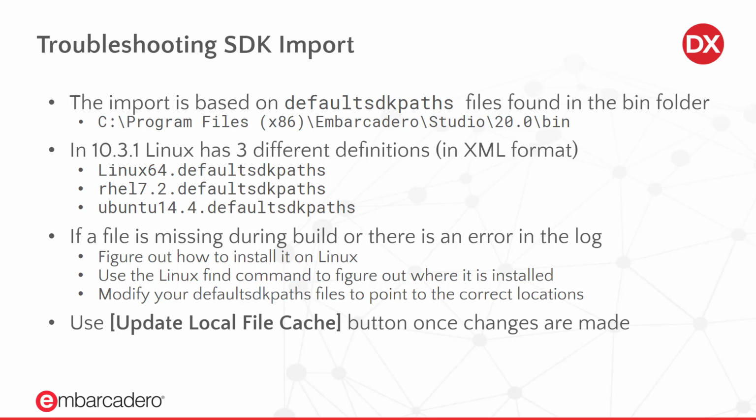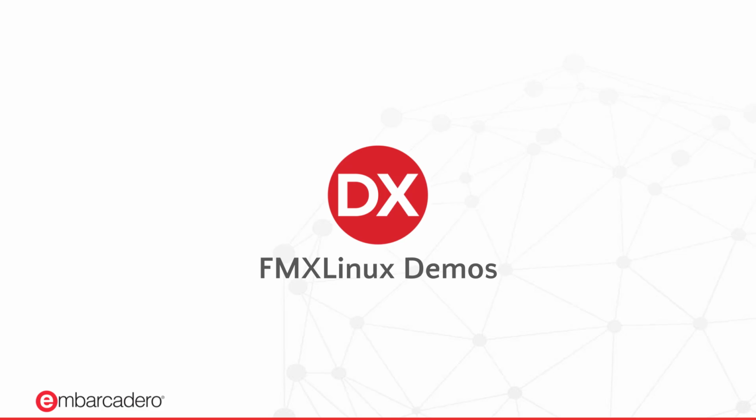So this is a great option if you're wanting to work with a non-officially supported version of Linux, or if you're working with a newer updated version of Linux that maybe the SDK paths have not been updated for yet. So check that out. Once you've made those changes, hit update local file cache, and it should update everything for you and work again. So I'm going to do a few demos for you now and show you how to use FMX Linux.